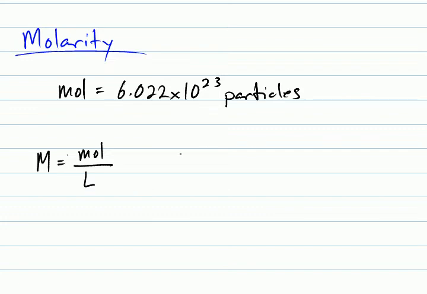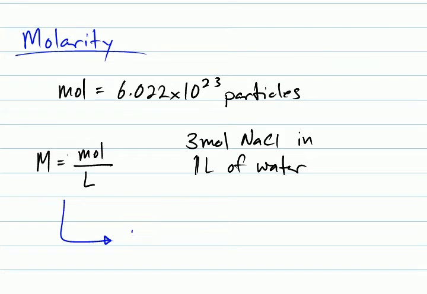So if I said I had 3 moles of something, 3 moles of salt, for example, sodium chloride table salt, in, I don't know, 1 liter of water, what would be the concentration? Well, you would use this formula to find the concentration. The molarity equals moles over liters, so it's going to be 3 moles over 1 liter, which is going to be equal to 3. Well, that's an easy one. It's going to be 3 M.